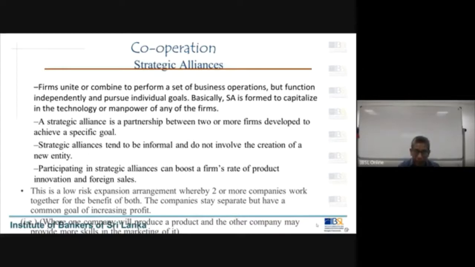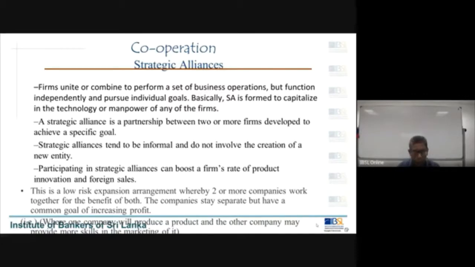Now, alliances, you may recall a lot of political party alliances in Sri Lanka, like the PDM alliance. A few parties get together and join in what we call an alliance, right? Here, the firms unite or combine to perform a set of business operations, but function independently and pursue individual goals. Basically, a strategic alliance is formed to capitalize on the technology or manpower of the firms.